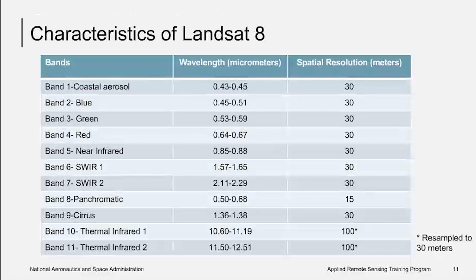All the other bands are the same until you get to band 9, which is the cirrus band designed to look at clouds. Then there are two thermal bands, bands 10 and 11. The thermal bands are collected at 100 meters but resampled to 30 meters to match the rest of the bands.